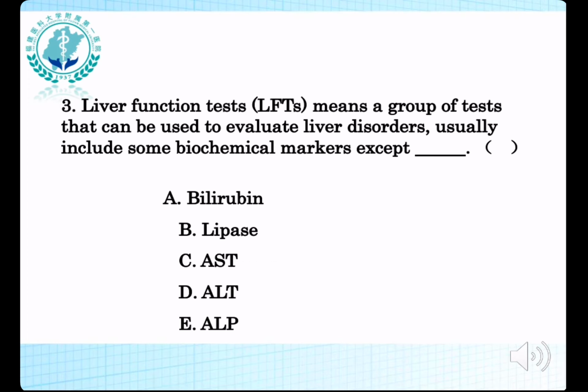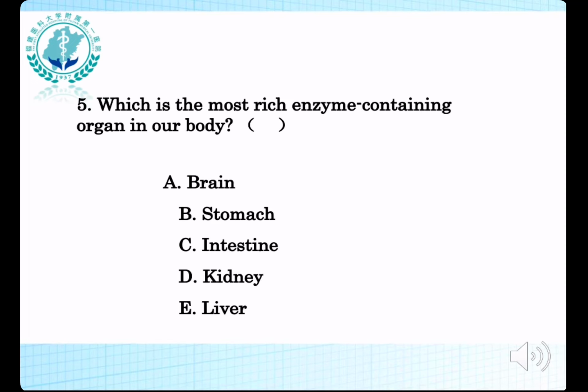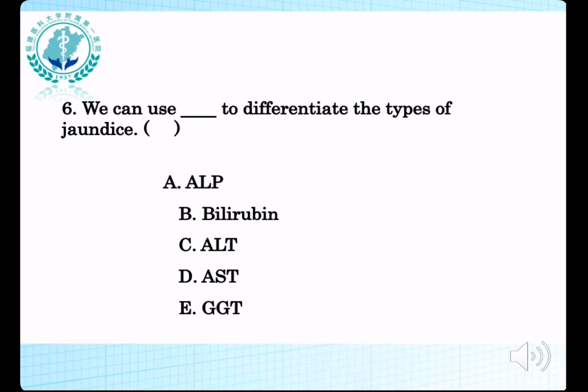Alright, the third one. Liver function test means a group of tests that can be used to evaluate liver disorders, usually including some biochemical markers, except which one? Choose B, lipase, alright? Lipase is an alternative test of amylase for acute pancreatitis, not a liver function test. The fourth one: in case of primary hepatocellular carcinoma, the level of which one is usually elevated markedly? Very easy, okay? Choose C, AFP. Alright, the next one: which is the most enzyme-rich organ in our body? Choose E, liver.